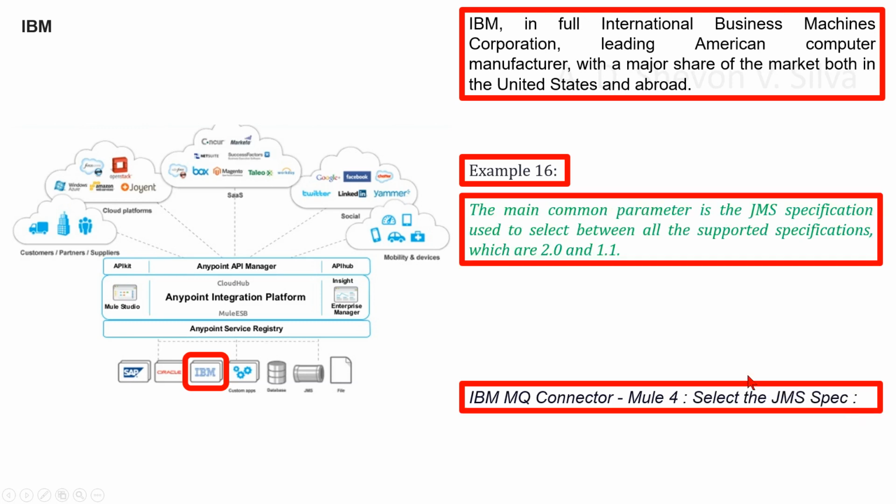Now we are considering selecting a JMS spec in the IBM MQ connector Mule 4. The main parameter is the JMS specification, used to select between all supported specifications, which are 2.0 and 1.1. This specification must be supported by the broker implementation associated to this connection, otherwise the connection fails. Warning: features available only in JMS 2.0 won't work with any other specification.